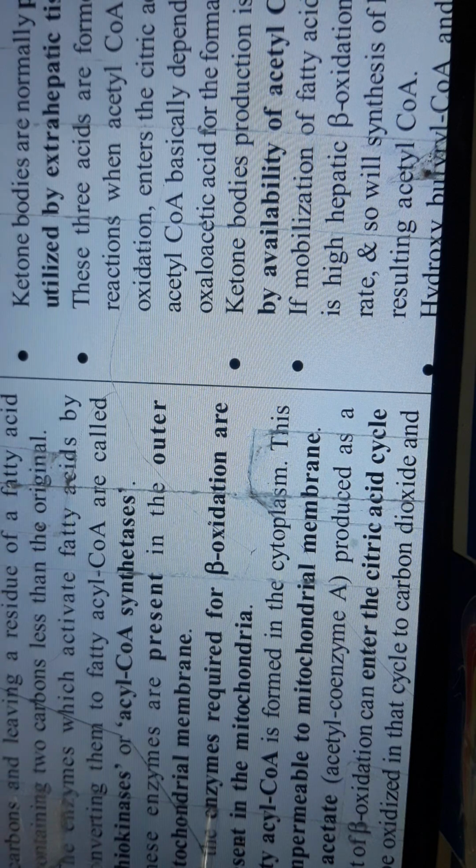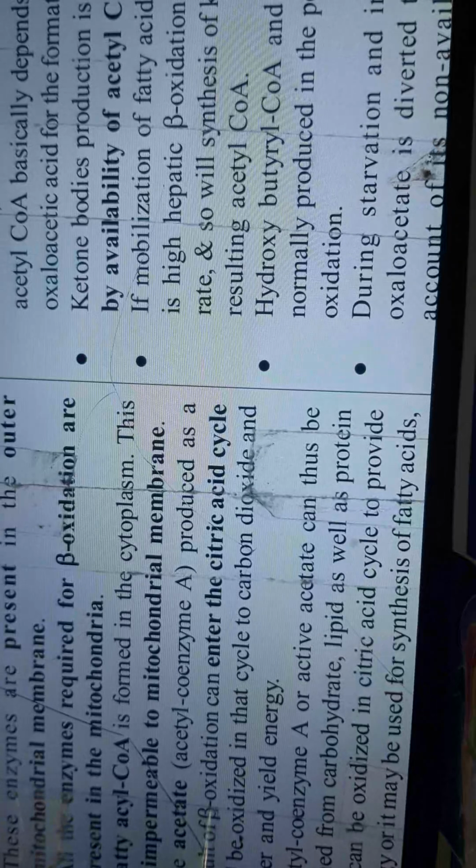All the enzymes required for beta oxidation are present in the mitochondria. Fatty acyl-CoA is formed in the cytoplasm. This is impermeable to the mitochondrial membrane. The acetate or acetyl coenzyme A, produced as a result of beta oxidation, can enter the citric acid cycle and be oxidized in the cycle to carbon dioxide and water and yield energy.